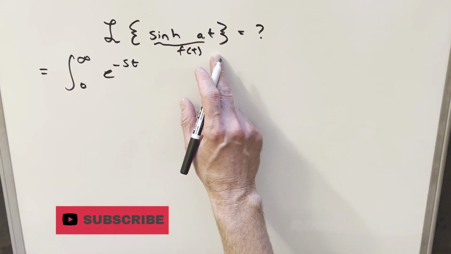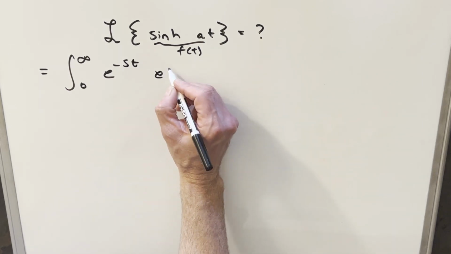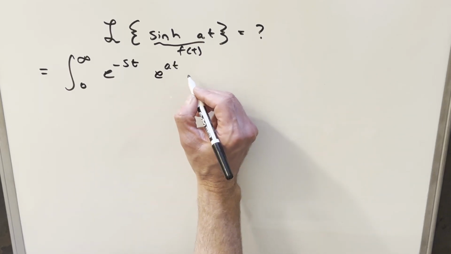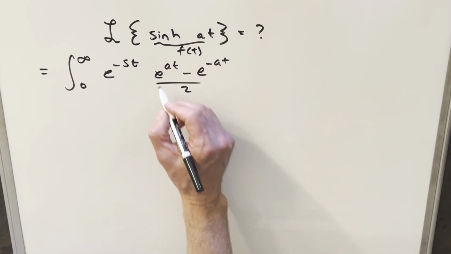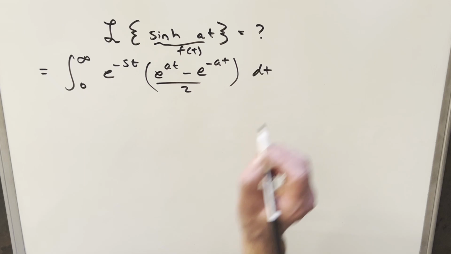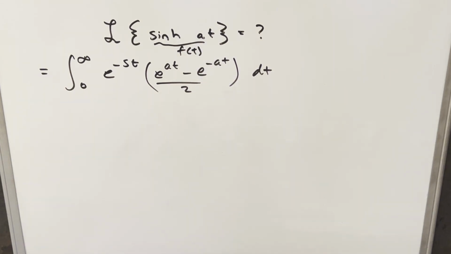But what I'm going to do is actually write this in terms of the definition of sinh. We can write this as e to the at minus e to the minus at, all over 2, dt. Now again, we could have just left it in the form of sinh and done integration by parts, and that's a fine way. I just thought this way might be a little more interesting.